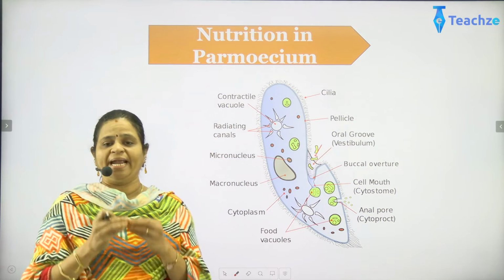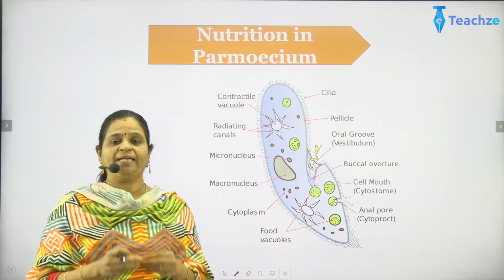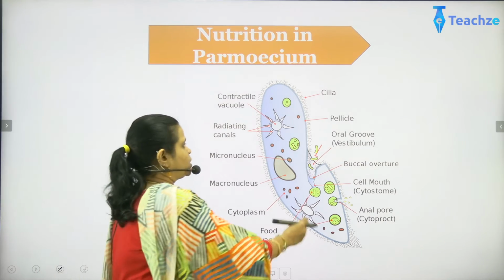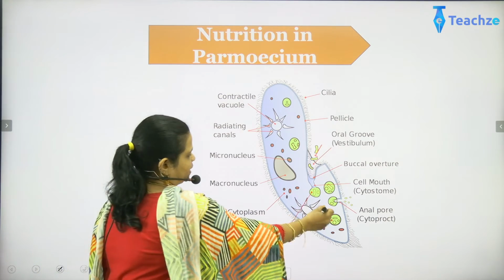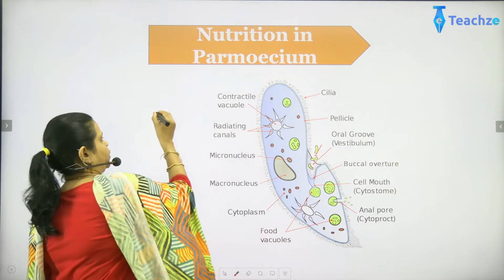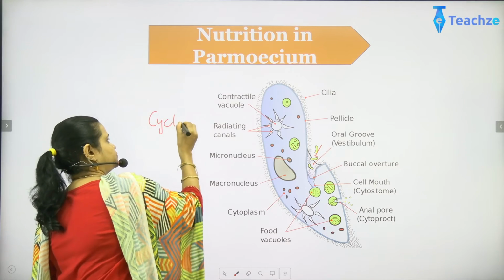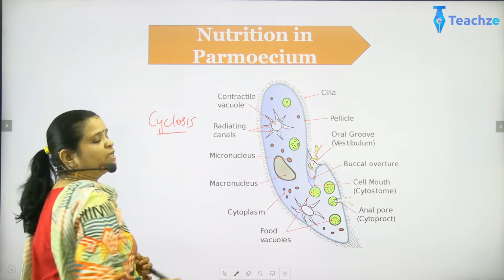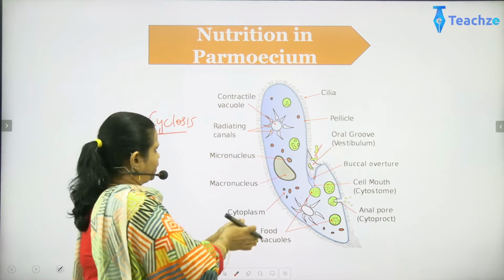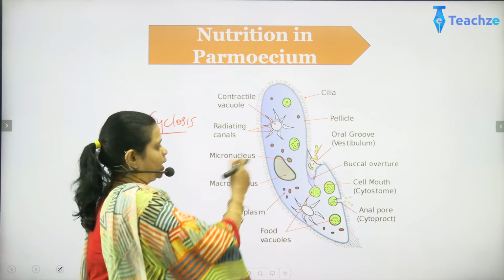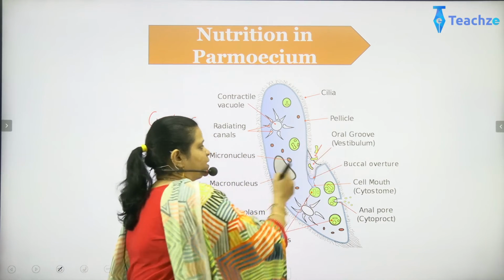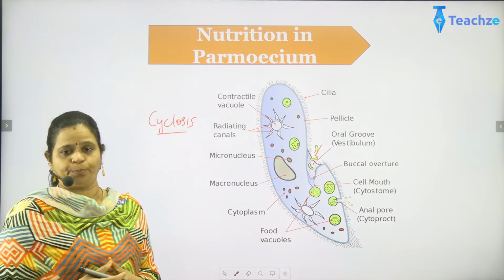So the food enters inside the Paramecium at a specific point and the food will be circulated across the entire body. You can see the food is being circulated to the entire body. This process we call cyclosis. The major difference with the mode of nutrition is that they also have food vacuoles and contractile vacuoles. They also have the entrance where the oral groove is present. So food enters through the oral groove. You don't have pseudopodia here.